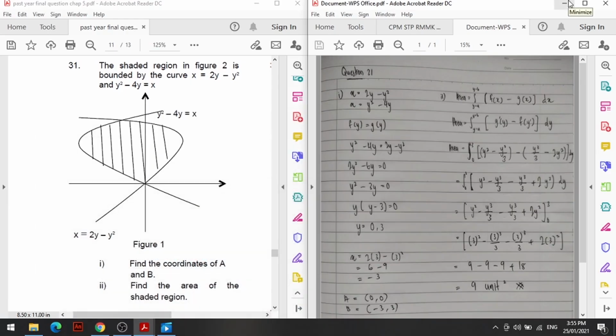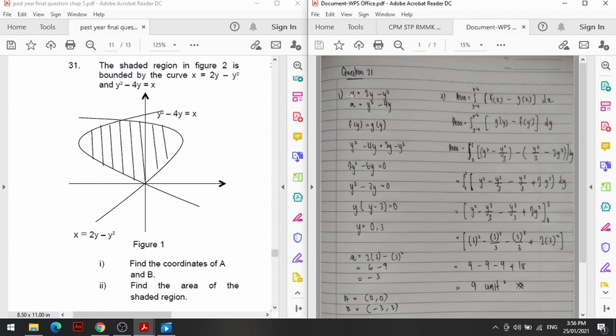The first question of our presentation. Number 31. The shaded region in figure 2 is bounded by the curves x equals 2y minus y squared and y squared minus 4y equals x. Based on the question, figure 1 doesn't give the coordinates. Then the question: find the coordinates of A and B.